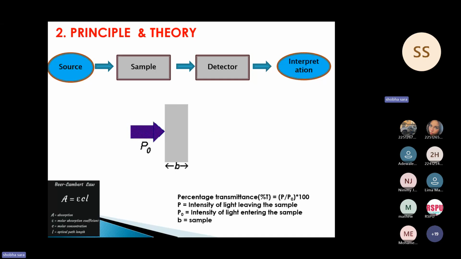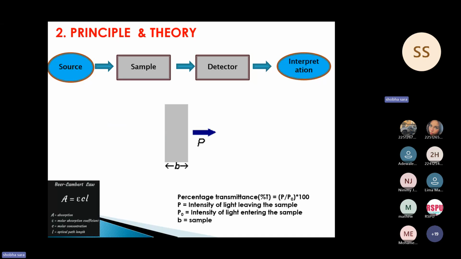We all know Beer-Lambert's law. Beer-Lambert's law states that absorption is directly proportional to concentration and path length. So, when a sample is taken and light is passed through it, the amount of light that is absorbed depends on the concentration of the sample that is present, and the path length, how much area it is there. So we study the radiation coming out of the sample.